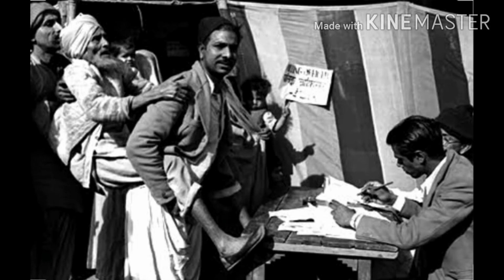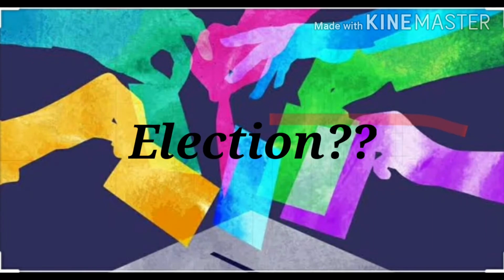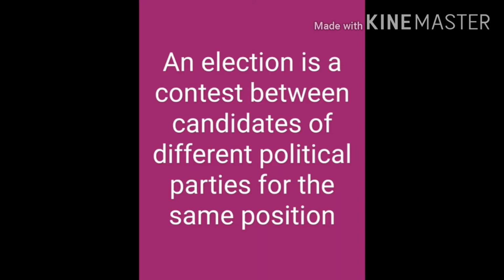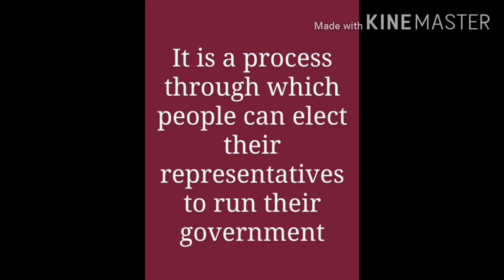So what do you mean by the term elections, and how are they useful in the long run? Elections give people the right to choose their own leader. An election is a contest between candidates of different political parties for the same position. Of course, one person is bound to lose, and one person is bound to emerge victorious. It is a process through which people can elect their representatives to run their government, and the person who receives the highest number of votes gets elected and runs the government.